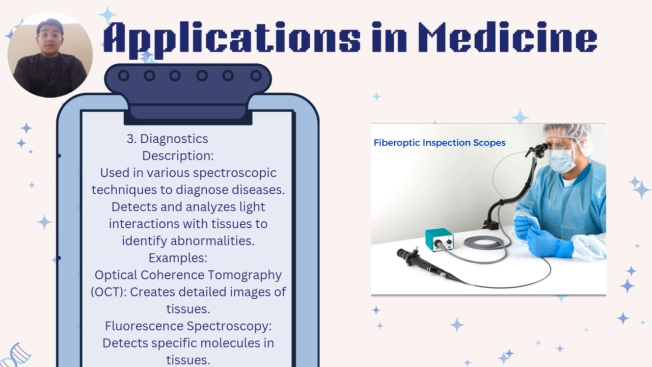Third, diagnostics. Optical fibers are used in various spectroscopic techniques to diagnose disease by analyzing light interaction with tissues. Examples include optical coherence tomography (OCT), which creates detailed images of tissues, and fluorescence spectroscopy, which detects specific molecules. These techniques enable early disease detection and provide non-invasive, detailed information.